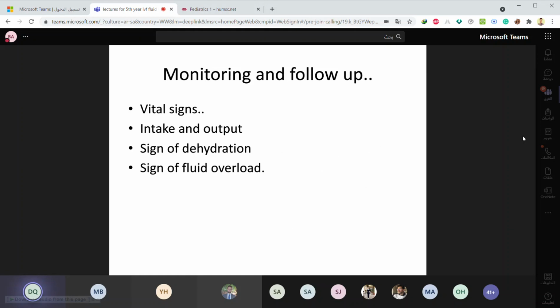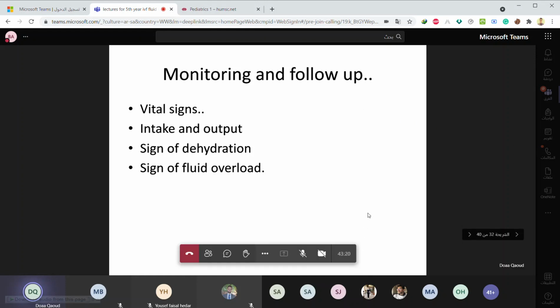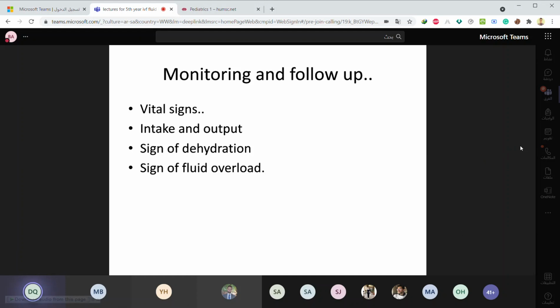So we have to do monitoring of vital signs, intake and output, signs of dehydration, and signs of fluid overload. In which patients can we get fluid overload during IV fluid therapy?